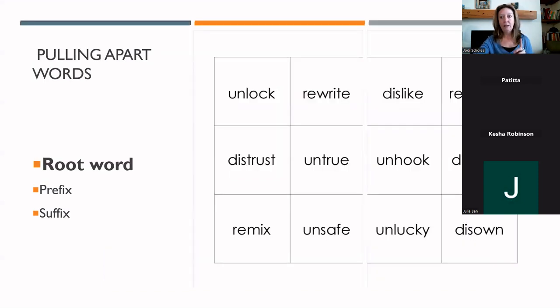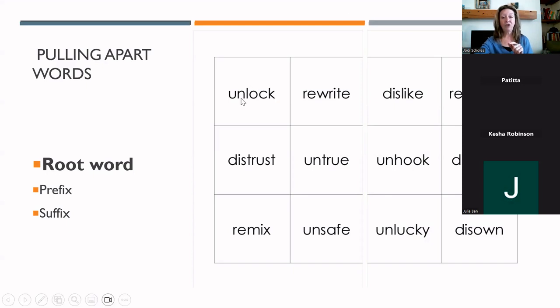Before we talk about big, long words, I wanted to practice with some short words, some little words. So, pulling apart words, and we've talked about this in the past, but I wanted to start with some easy words to explain the root word, the prefix, and the suffix. Because when you get a 12-letter word, come on now, really? So let's start with some easier words.